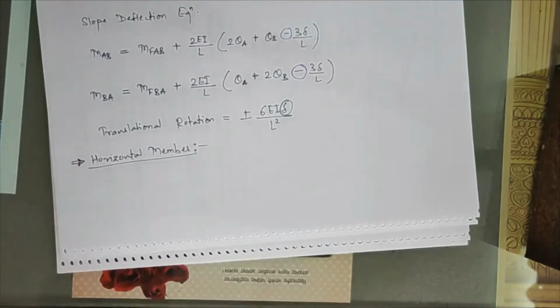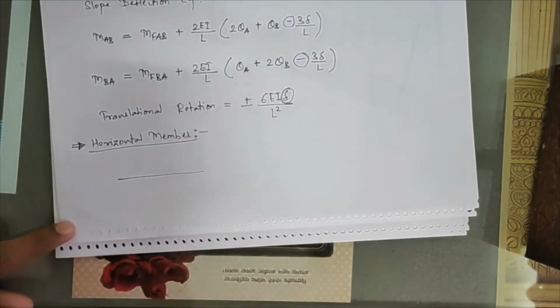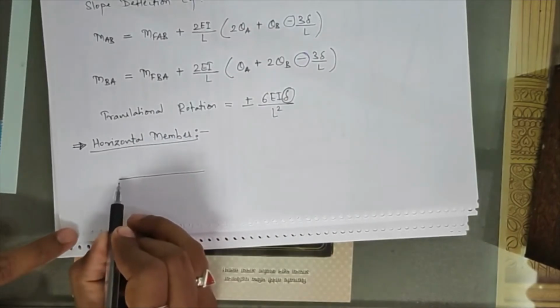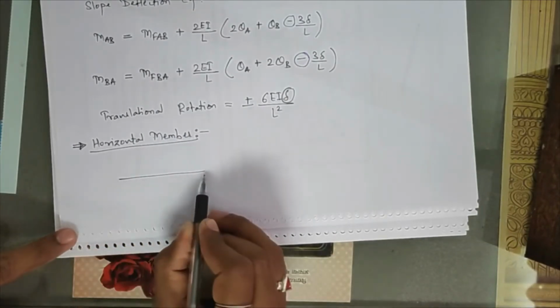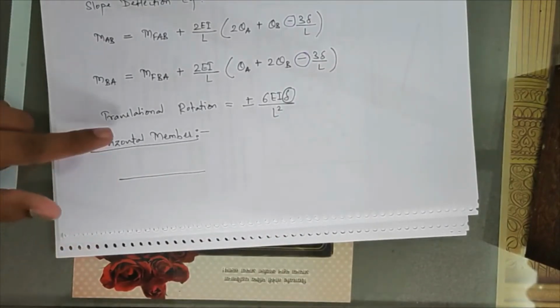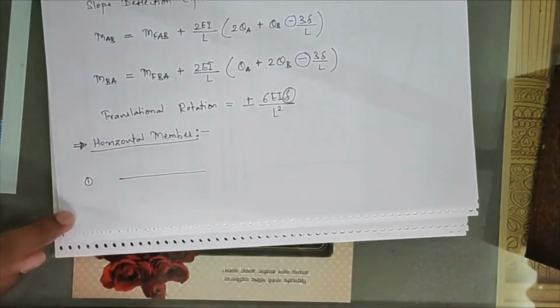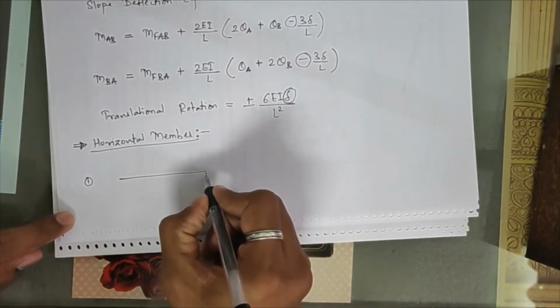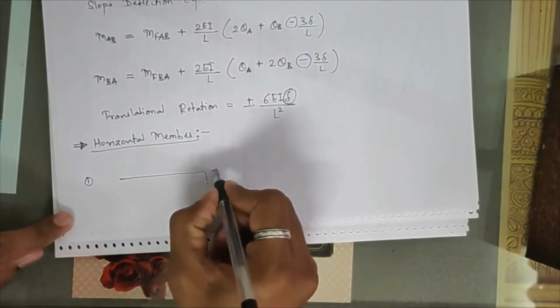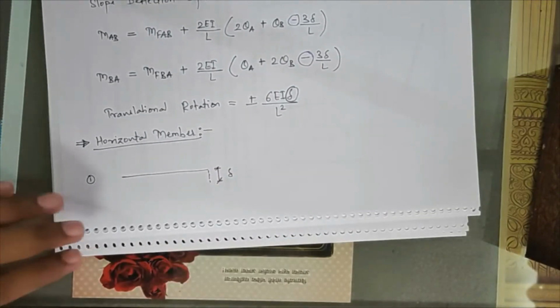For a horizontal member, depending on the 4 sides, suppose I consider any horizontal member here. Either the deflection will be at the left end, or at the right end, or on the upper side of the member, or on the down side of the member. Suppose I consider case number 1, where my right hand joint is deflecting by an amount delta.